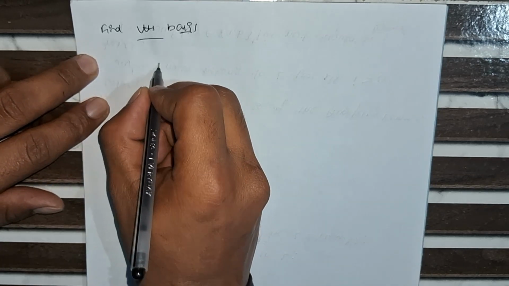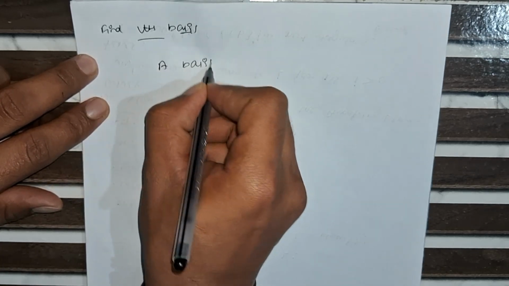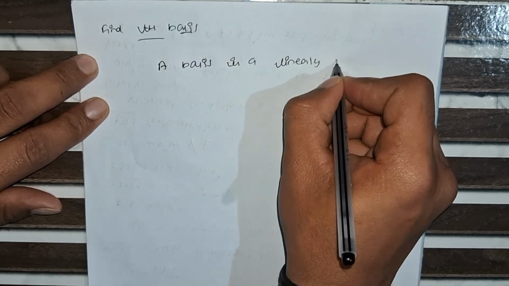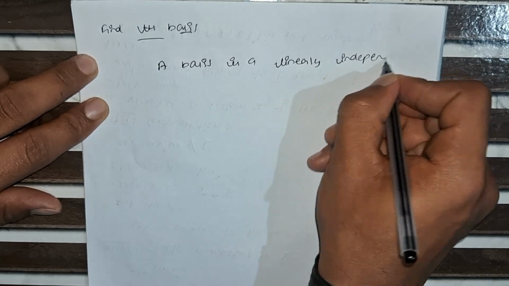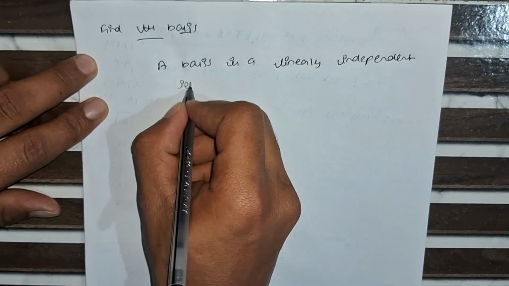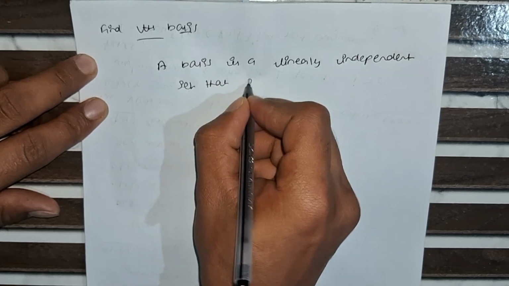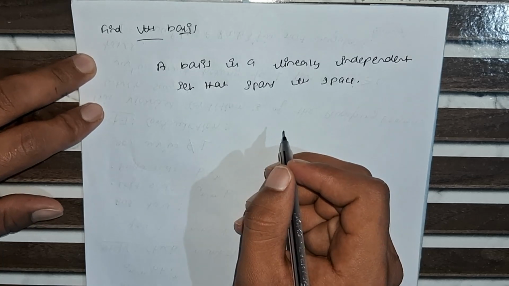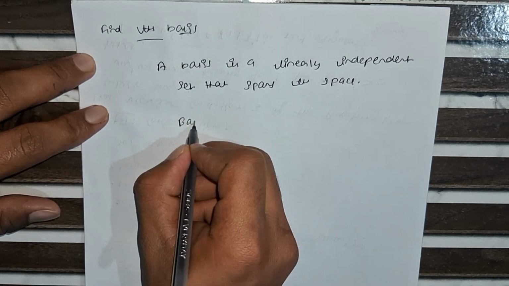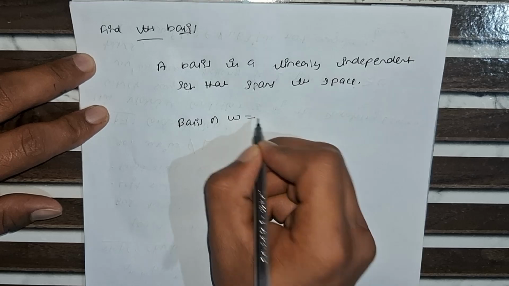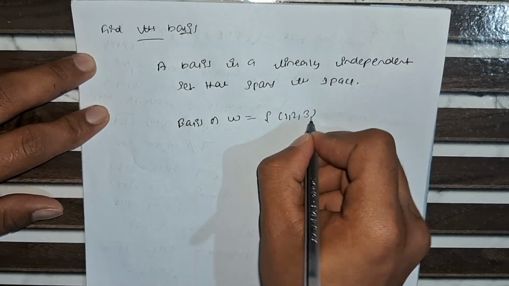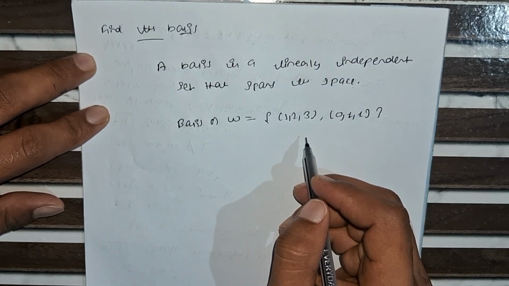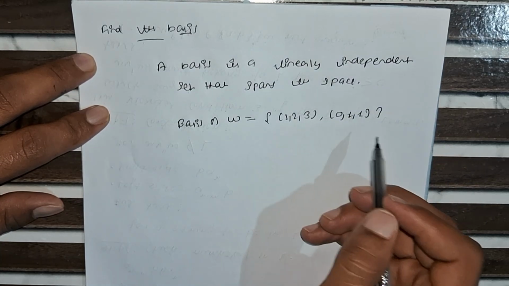It means a basis is a linearly independent set that spans the space. So the linearly independent vectors, the basis of W, are 1, 2, 3 and 0, 1, 1. Why are these two vectors linearly independent? Because they do not depend on each other and they are not going in any other direction.